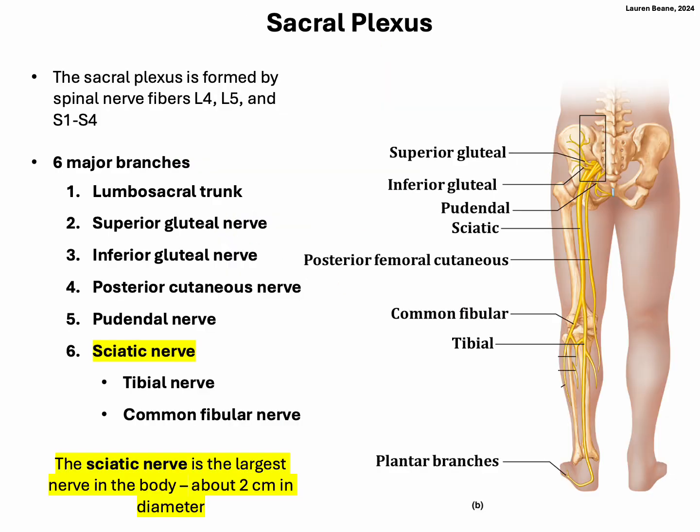Then for our sacral plexus, here are the major branches. The most significant one being the sciatic nerve because it's the largest nerve in the body. It's really thick, about 2 centimeters in diameter. So here's a visual of it there. It branches to form a tibial nerve and common fibular nerve. And there's many other important nerves here as well. We'll talk about the pudendal nerve and briefly mention these other ones as well.